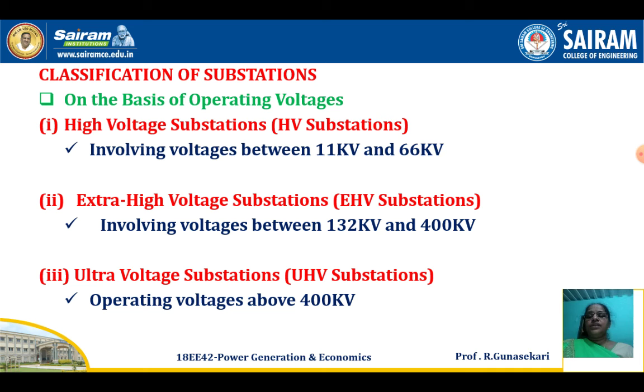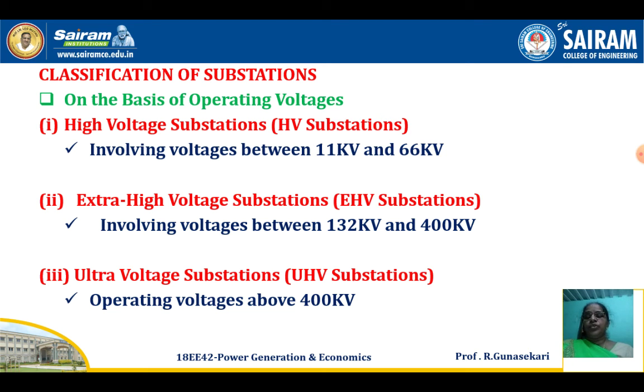Then on the basis of operating voltages. So there are 3 types. One is high voltage substations. The high voltage substation is called so based on the voltage only. High voltage is between 11 kV and 66 kV. That means within this range only we have to use this type of substation.